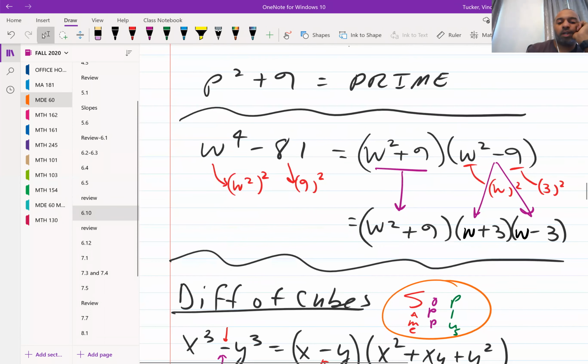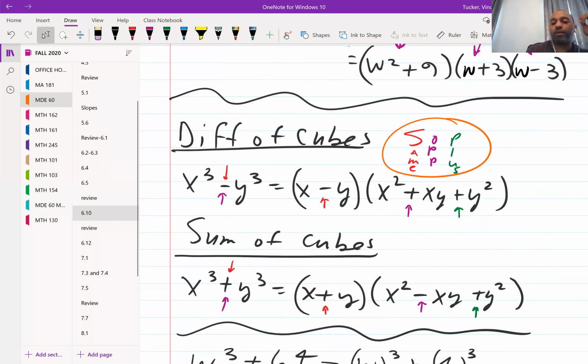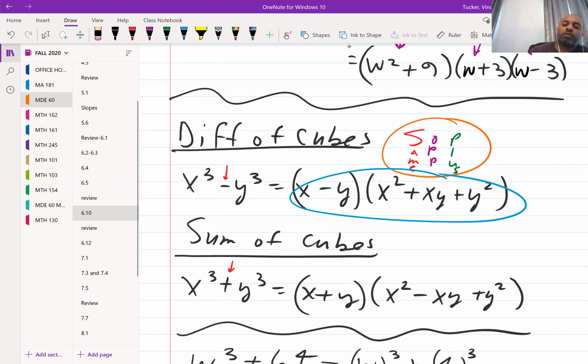All right. So difference of cubes. Here go the formulas for the difference of cubes. So if you have two perfect cubes being subtracted from each other, I'll erase these arrows, I guess. Difference, once again, talking about subtraction. If you have two perfect cubes being subtracted from each other, the formula will be x minus y times x squared plus xy plus y squared.